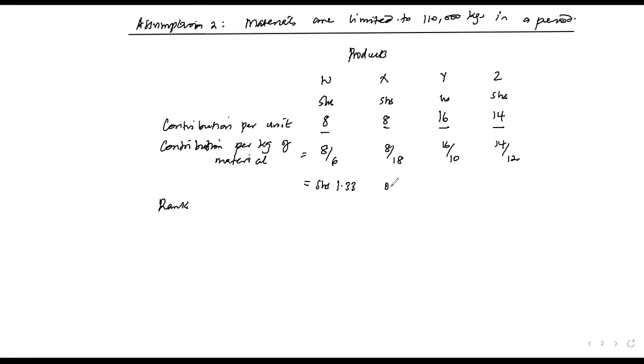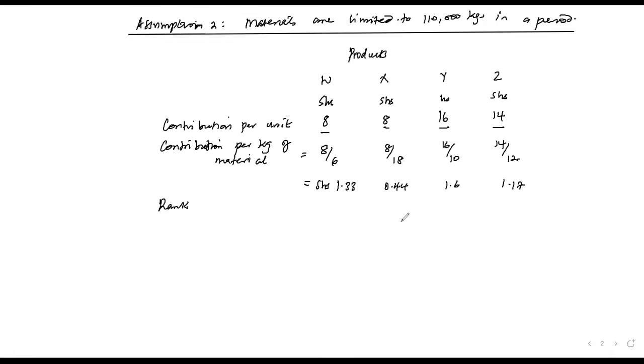Then for X, we have 8 divided by 18. This is shillings 0.44. Then for Y, 16 divided by 10, this is shillings 1.6. Then 14 divided by 12, this is 1.17. Now you have to rank.